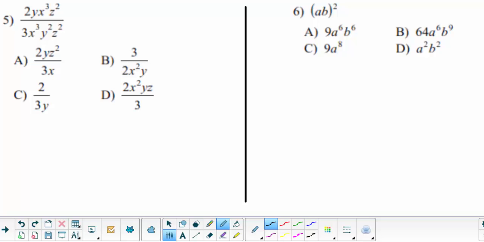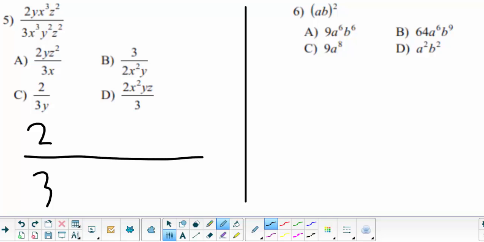So he's going to draw a big fraction bar. Now 2 over 3, does that reduce? No. No, so 2 over 3. So now let's look at the x's. So if we have x cubed on top and x cubed on bottom, what's 3 minus 3? It'll be 0. So the x's are gone.